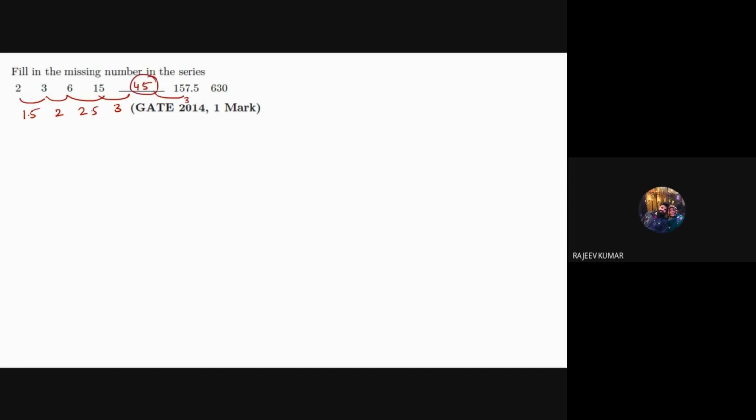And यहाँ से ratio होना चाहिए 3.5. So 45 into 3.5 करके देखिए, you will get the correct answer. Right. So in this way, this ratio holds true. So correct answer will be 45, and the series holds true. Let's see next one.